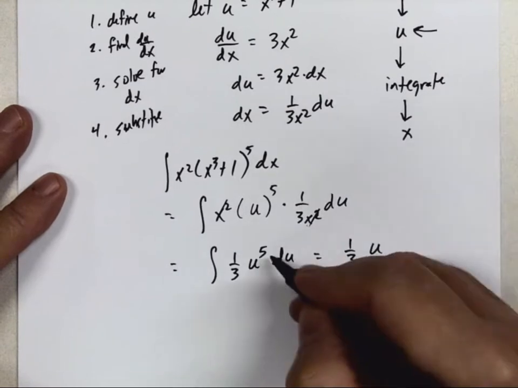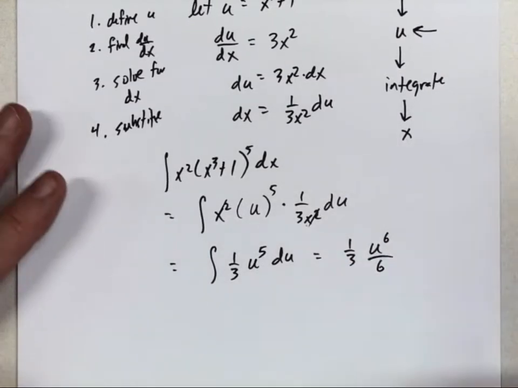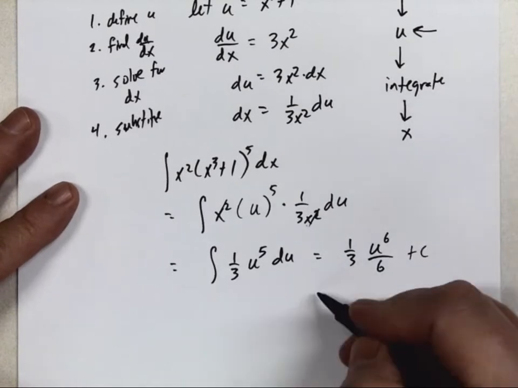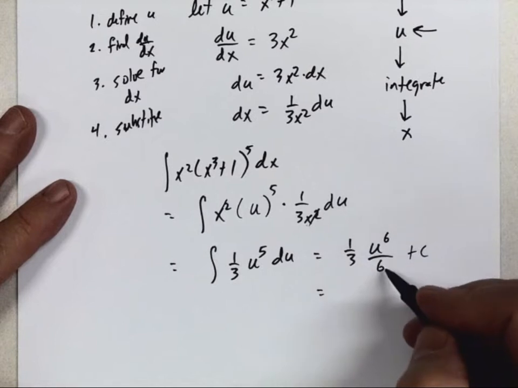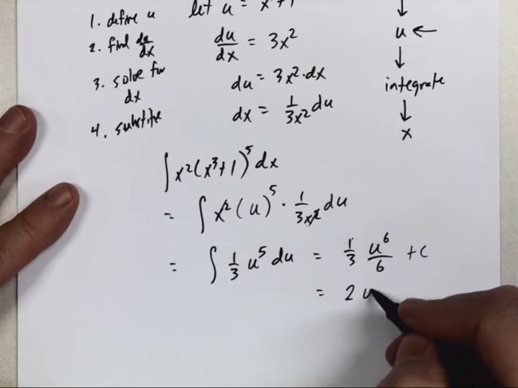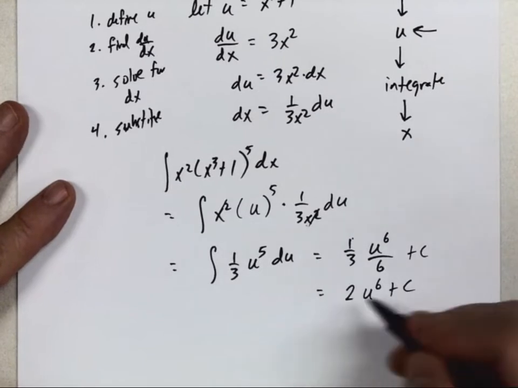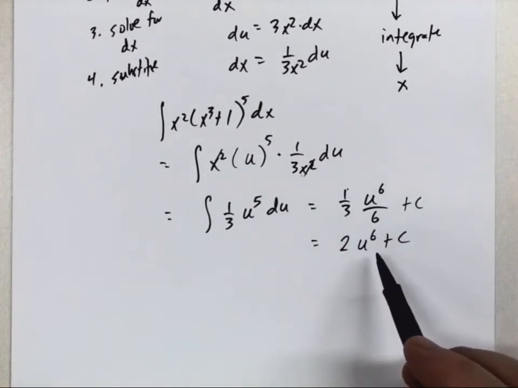Right? You add 1 to the exponent. And you put that at the bottom. Now if I simplify this, this 6 is going to go in the top actually. So now I've done some work, but you notice now I still have a u here.